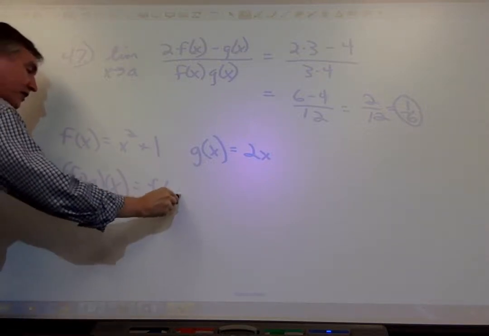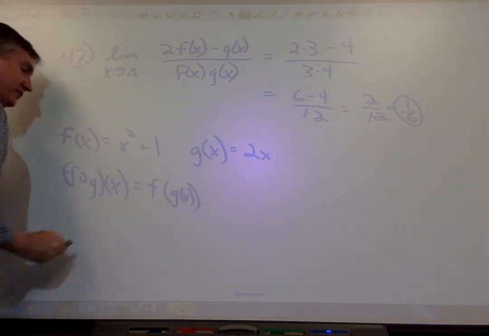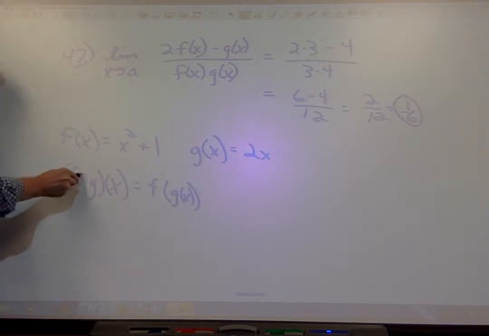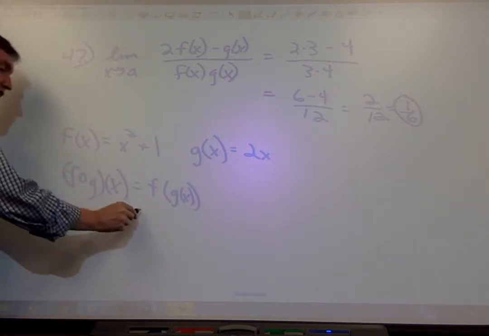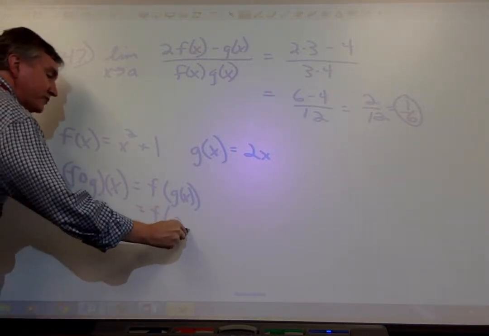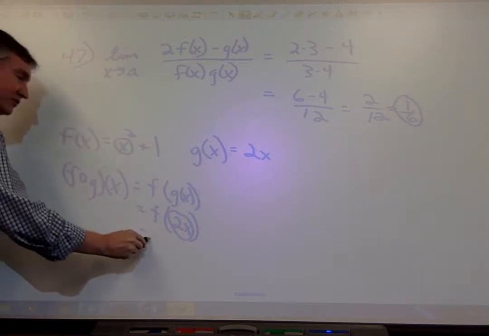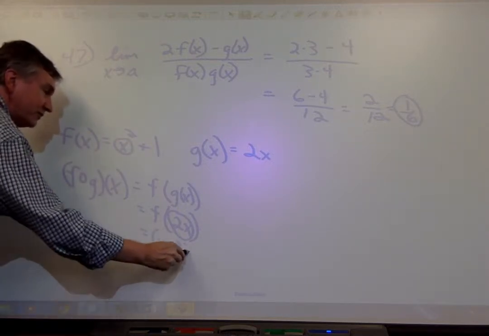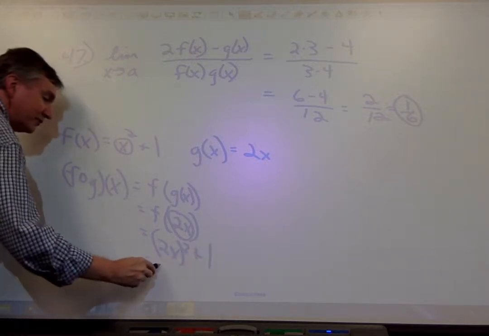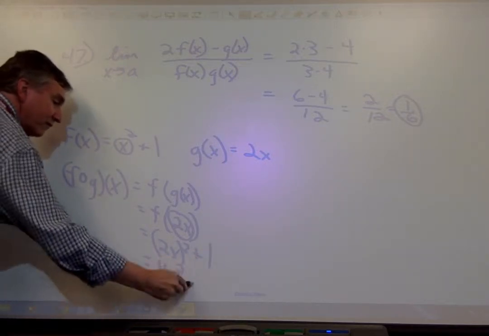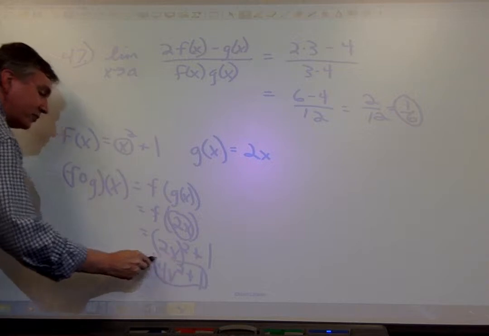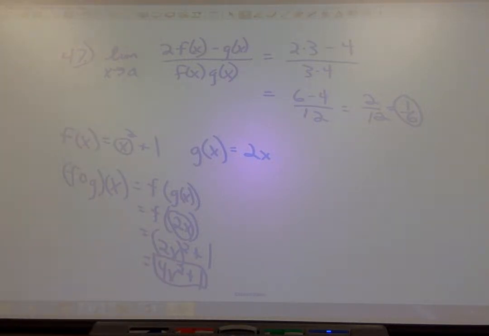Doesn't that mean f of g of x? Put this inside that. So that means f of 2x. I'm going to put 2x where? Right there. So that's going to be 2x in parentheses squared plus 1. So what's my answer? 4x squared plus 1. Is that okay?